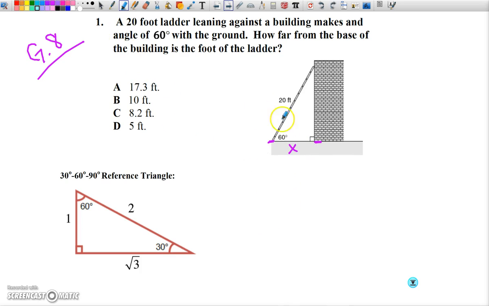So you want to match up your sides. 20 is going to match up with the 2. And then your other side, your x here, matches up with the side between the 60 and 90. So 60 and 90 is here, so it matches up with 1. So we take 20, match it up with 2, set it equal to x over 1. Well, this right here is really just x, so 20 divided by 2 is 10, and that's x. So B would be your answer.